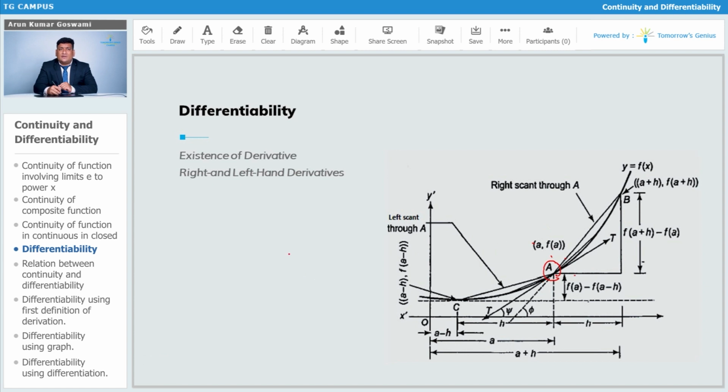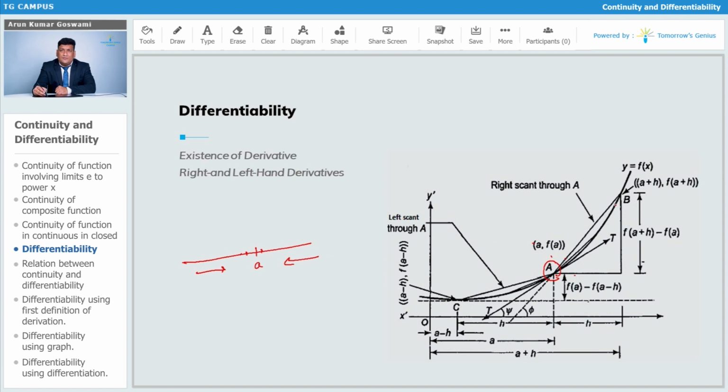As we have done in continuity, there was a point A, and we checked from here and from here, from the left hand side and from the right hand side, at neighborhood points. Similarly, here we are going to check at neighborhood points, basically the left hand derivative and right hand derivative. But here we are going to use a different formula.